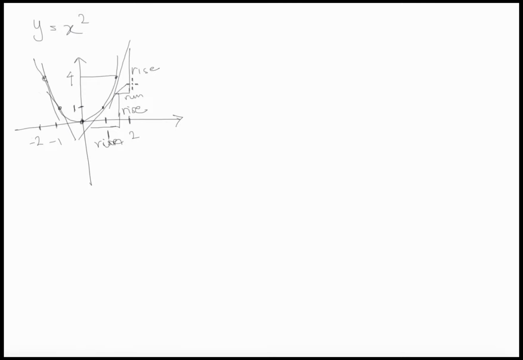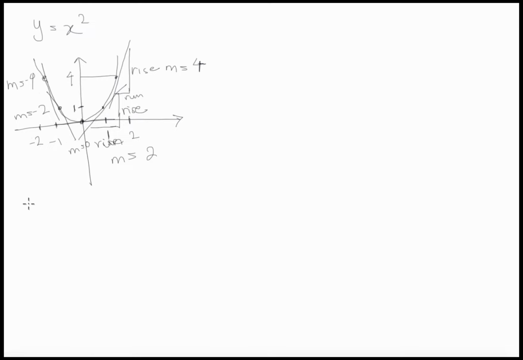If you do this accurately, at the point x is equal to 2, your m should be 4, and at the point x is equal to 1, your gradient should be 2. Then here your gradient should be -4, and here it should be -2, and here obviously it's going to be 0 because it's a straight line if you draw the tangent.